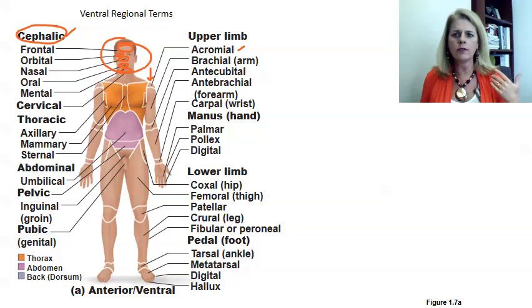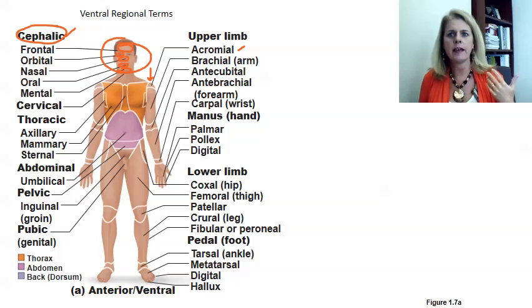So this is the ventral side of your body. It can be divided into different regions. You have your thoracic region, which is essentially your chest. Okay? It can be divided into smaller regions. You have your abdominal region, your pelvic region, your upper limb.